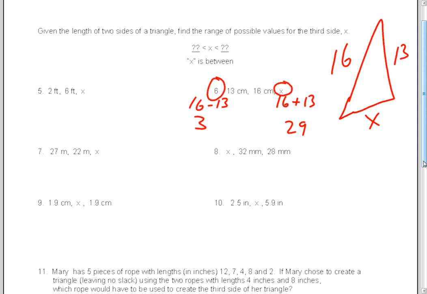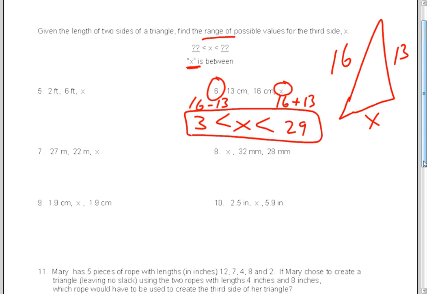Notice that the missing side is being referred to as x. Given the length, find the range. That's the range. The third side could be something as small as 3.1, could be as big as 28.9. As long as it isn't 29, which works out to a straight line, and as long as it's not 3, which works out to a straight line, we're okay. Everything in between. So there's infinite answers. We can't write out infinite answers, so we give the answer as an inequality.